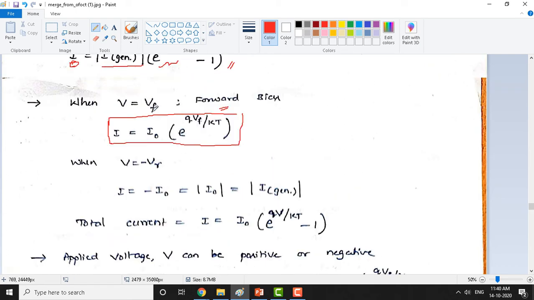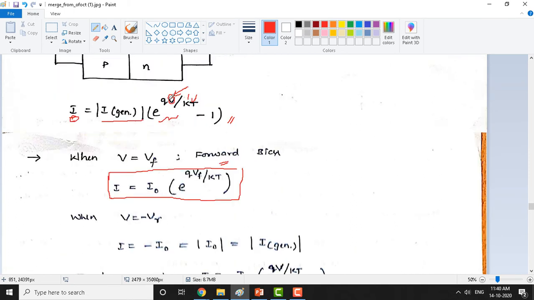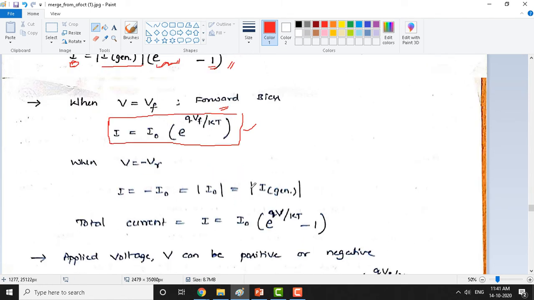Under reverse bias, when you substitute V as minus Vr in the same equation, this quantity becomes very small. We are using the same equation for both forward and reverse bias. When V is equal to Vf, this first term, whatever I've underlined here, becomes large, and this 1 becomes negligible. That's what we have shown here. When we apply reverse bias, the first term becomes negligible and this 1 becomes the large value. So I becomes equal to minus I generation. If you put a modulus here, that can be denoted as I generation.